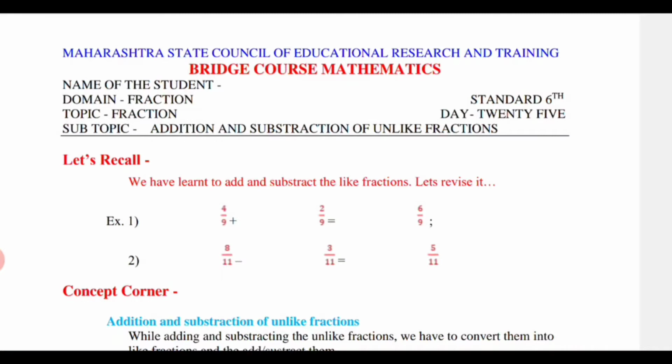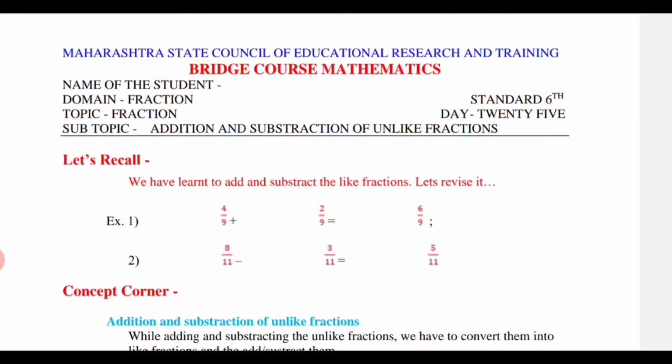So we have learned that in addition and subtraction of like fractions, 4 upon 9 plus 2 upon 9 will be equal to 6 upon 9. 8 upon 11 minus 3 upon 11 will be 5 upon 11. We write the denominator one time and we add or subtract the numerators.